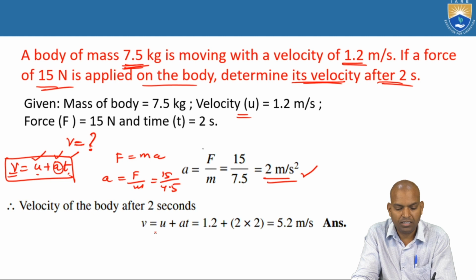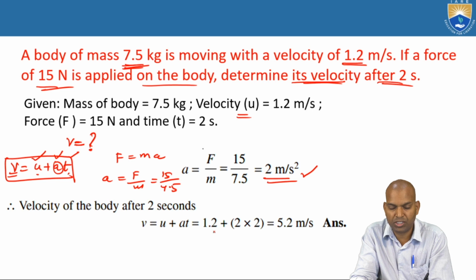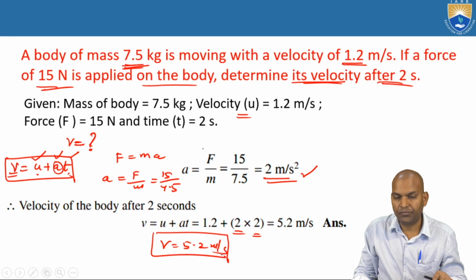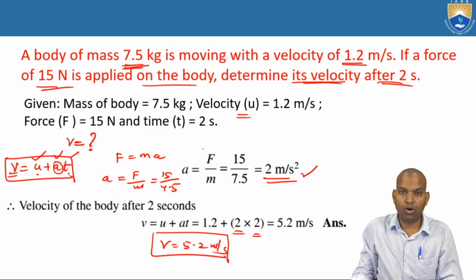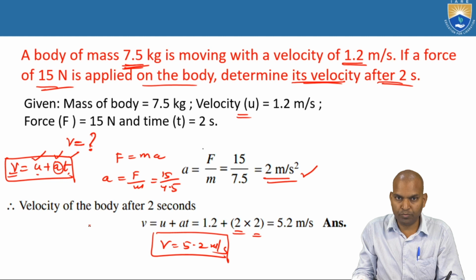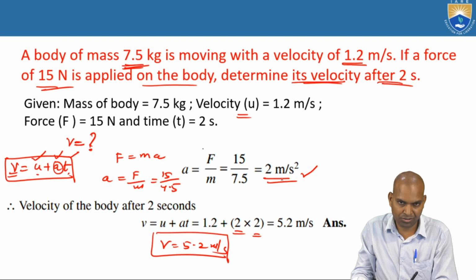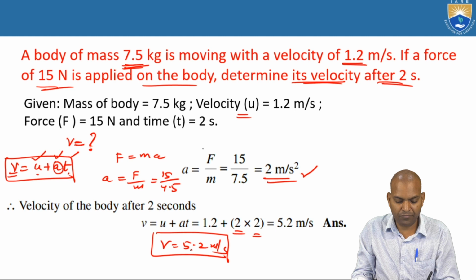v equal to u plus at. u is 1.2 meter per second plus acceleration a, which is 2 meter per square second, and t is the time, 2 seconds. Then v equal to 5.2 meter per second. This is the final velocity after 2 seconds. When 15 newtons of force acts on a body of mass 7.5 kilograms, giving an acceleration of 2 meter per square second, after 2 seconds the final velocity of the body becomes 5.2 meter per second.